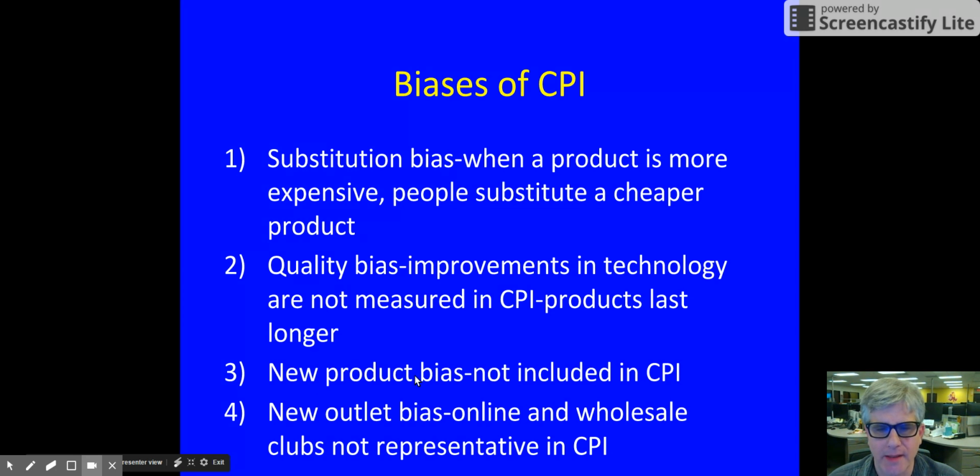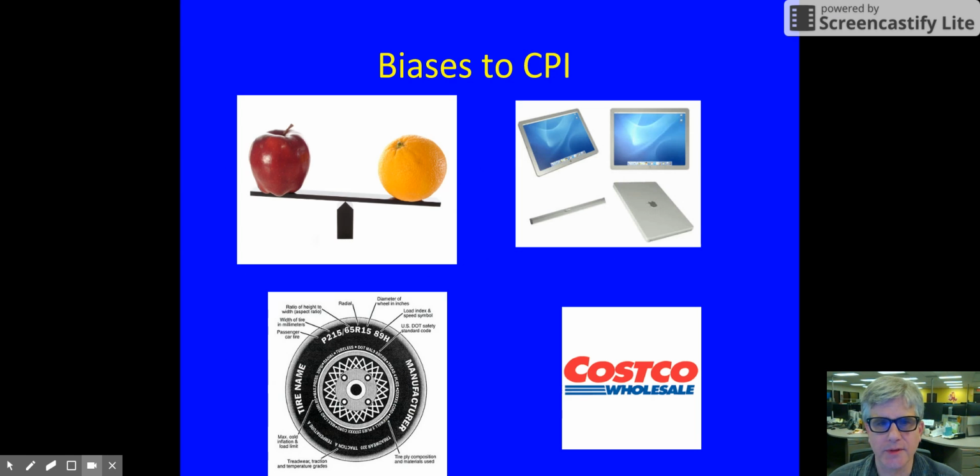There's new product bias. New products that are just created are not included in CPI. It took time to get the iPod and the iPhone in the CPI. There's new outlet bias. Online and wholesale clubs are not representative, so you might not have Amazon.com or Sam's Club or Costco in the CPI. They go to regular stores.